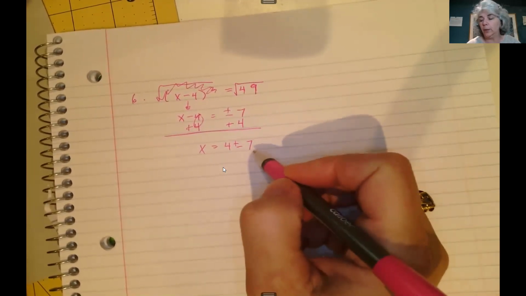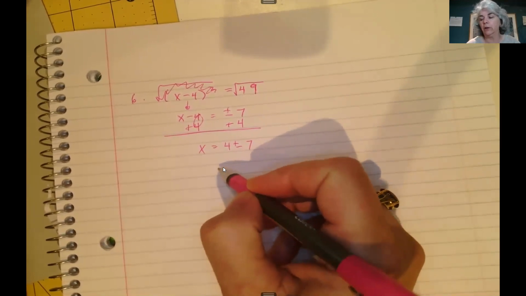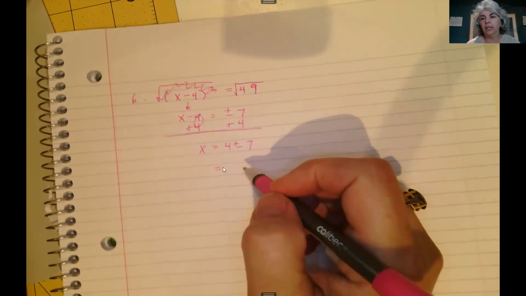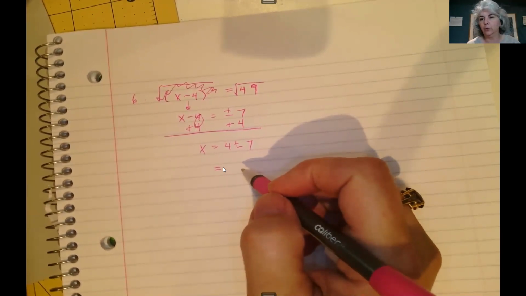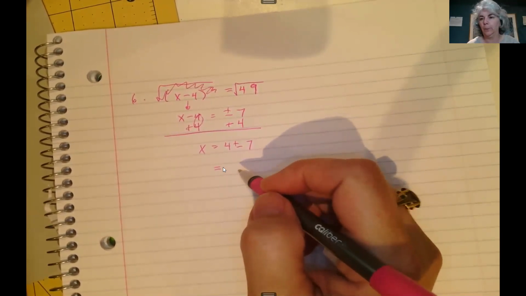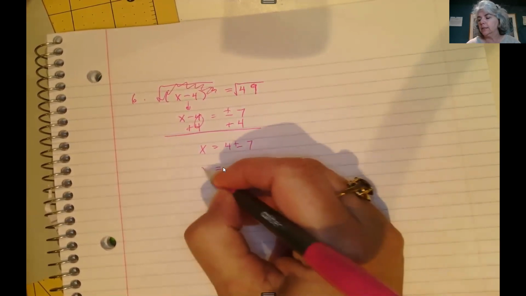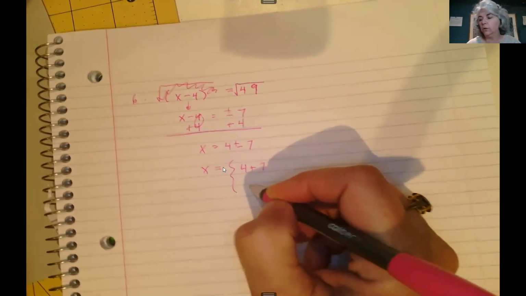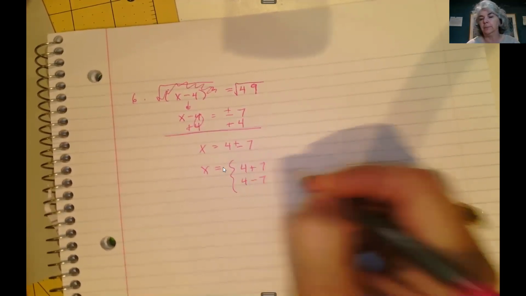This does give me 2 answers, and I need to figure out what they are, and probably the best way is just to write it out longhand. I have a cat here that wants some attention, so if she pokes her head in, you'll get to say hi to Paku. This is the same as saying 4 plus 7, or you could say 4 minus 7.